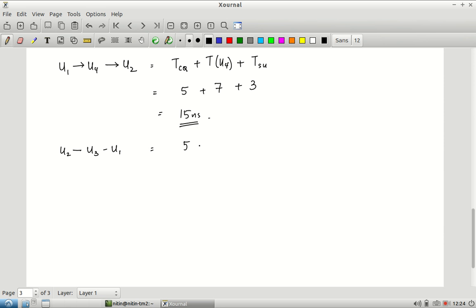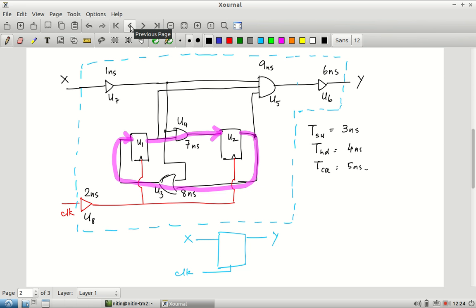Over here, it is 5 nanoseconds TCQ plus 8 for U3 plus 3, or 16 nanoseconds. Okay. Is there any other path in this circuit which starts at a register and ends at a register? What about something which goes from U1 through U4, then U2, U3 and back to U1? Is that a valid path?